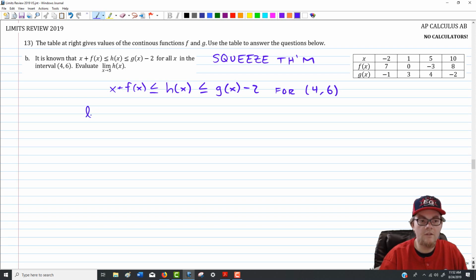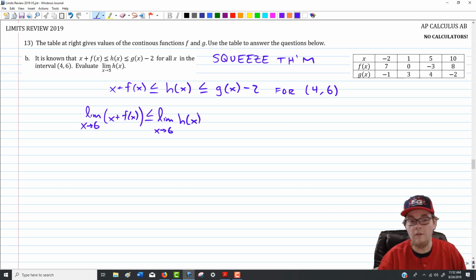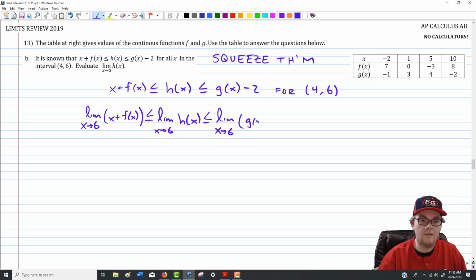So what we can do is we can imagine writing an inequality with their general behaviors. We'll have the limit as x approaches 6 of x plus f of x. That'll be less than or equal to the limit as x approaches 6 of h of x, that thing that we're looking for. We're trying to find the value. That's going to be less than or equal to the limit as x approaches 6 of g of x minus 2. Now at this point, 2 of these limits we can evaluate, so I'm going to go ahead and do that. I'm not going to write the full inequality, I'm just going to do their calculations.